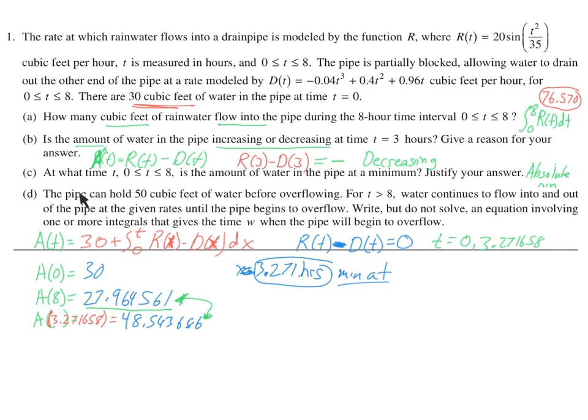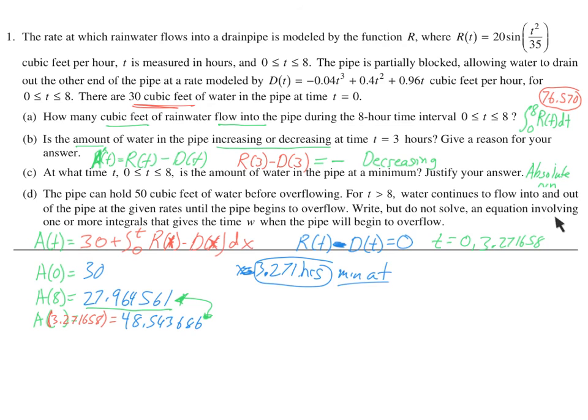So this last question. The pipe can hold 50 cubic feet of water. It starts at 30. Remember that? From t greater than 8, continues to flow in and out. So this next sentence, all it's saying is we can go past 8 hours. It might be longer than 8 hours for which this works. So they're extending beyond our 8-hour time frame.